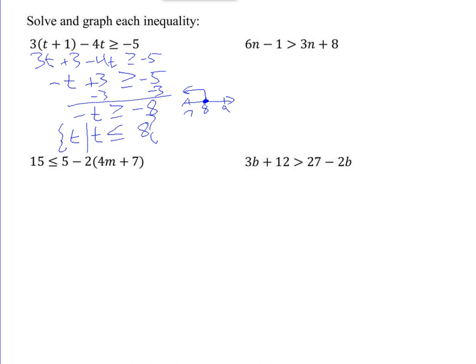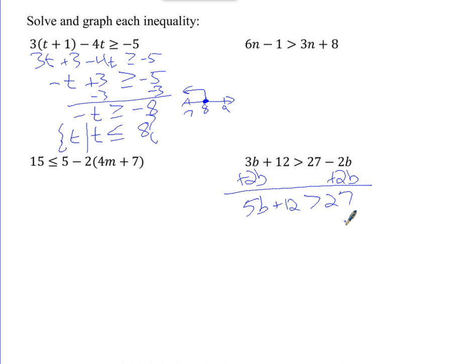So we have variables now on both sides. We don't have any like terms on the left. We don't have any like terms on the right. I got to get all my variables on one side, all my numbers on the other. I like to keep my variables positive. So which one am I going to move? Yeah, we're going to add 2b to both sides. And that gives me 5b plus 12 greater than 27.